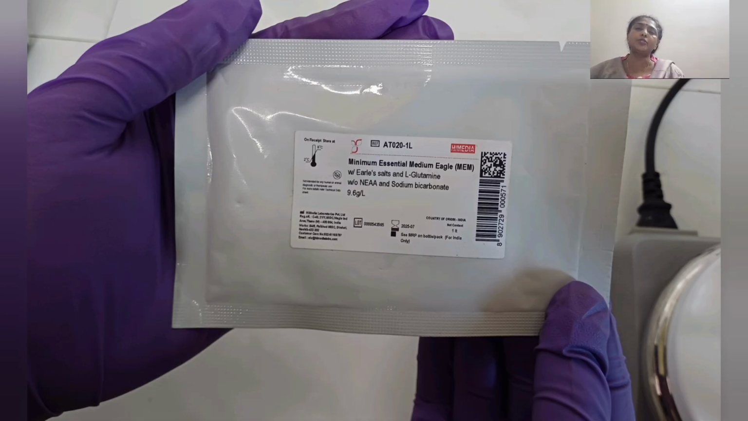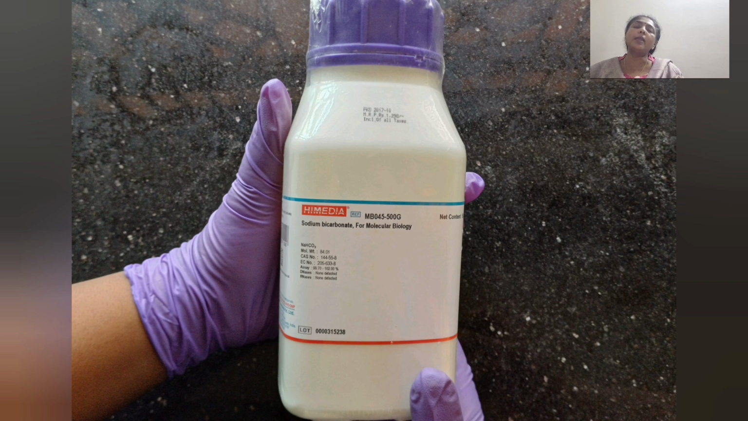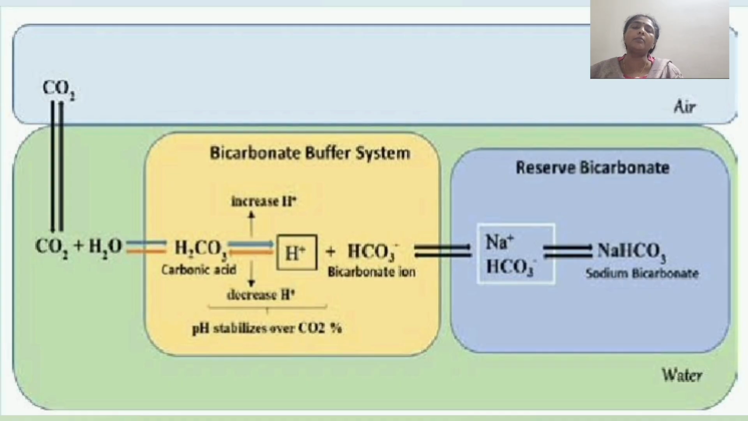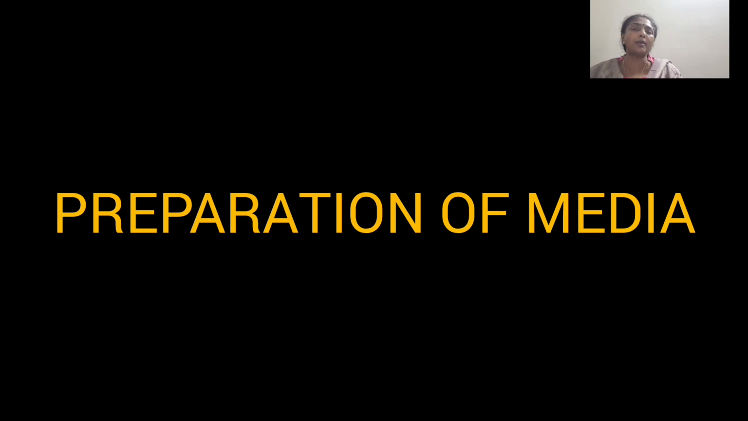In our experiment today, we are going to use powdered media which is commercially available, and to this media we may have to add sodium bicarbonate. Sodium bicarbonate is important because it plays a critical role in maintaining or regulating the pH in which the cells are growing and acts as a buffer. Sodium bicarbonate is also a source of carbon dioxide which is essential for cell metabolism and for maintaining pH.